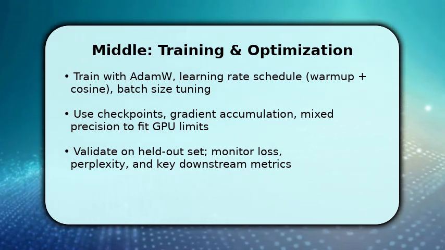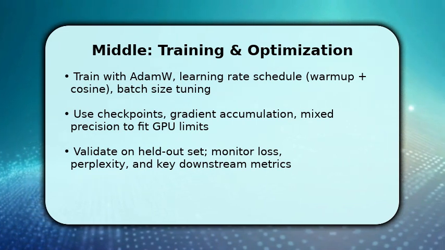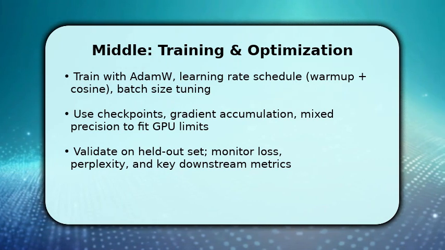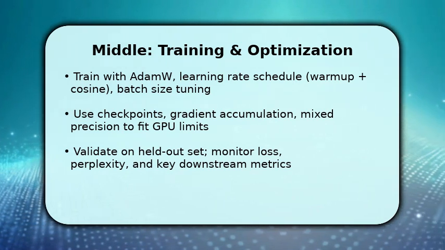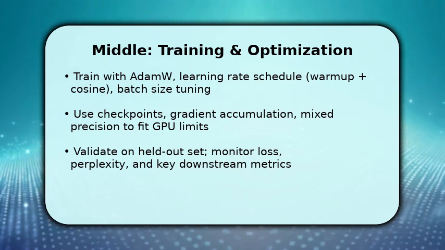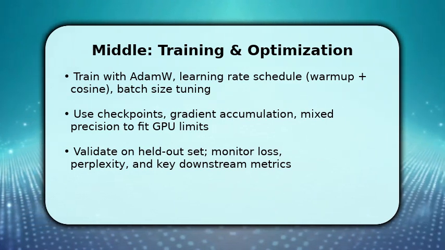Once in progress, monitor loss curves, perplexity, and a few downstream tasks to detect mode collapse or overfitting. Make sure to adjust weight decay and learning rate by small factors. These controlled changes reveal what actually improves behavior.